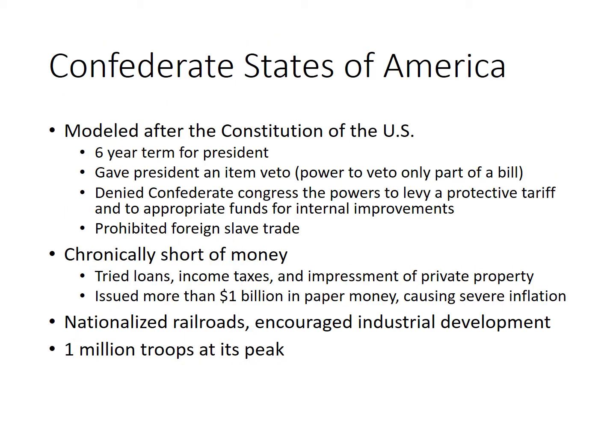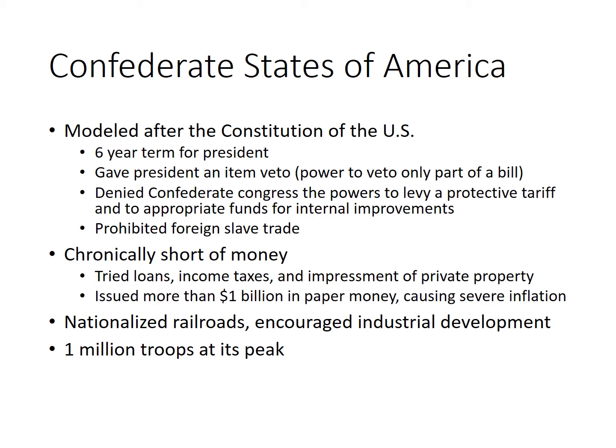The Confederate States of America, as I said before, was modeled after the Constitution of the U.S. There was a 6-year term for president, which also gave the president an item veto, which is not in the U.S. Constitution, which means that he has the power to veto only part of a bill instead of the whole bill. They also denied the Confederate Congress the powers to levy a protective tariff. Remember, that was a big bone of contention, and to appropriate funds for internal improvements. So Congress wasn't allowed to do that either. They also prohibited the foreign slave trade.